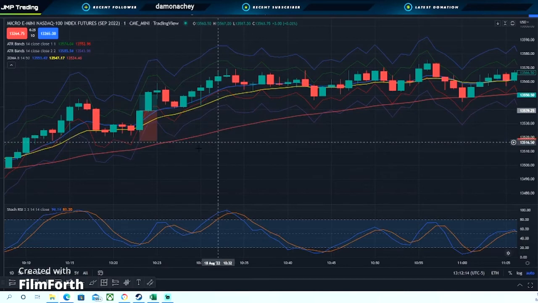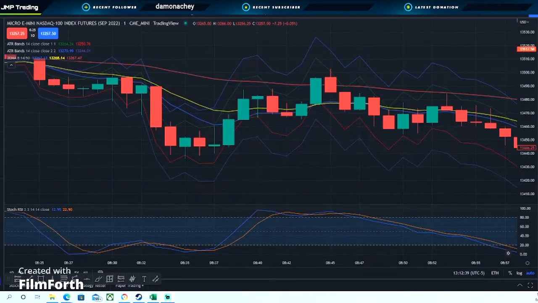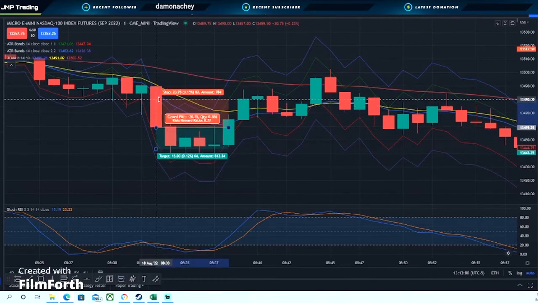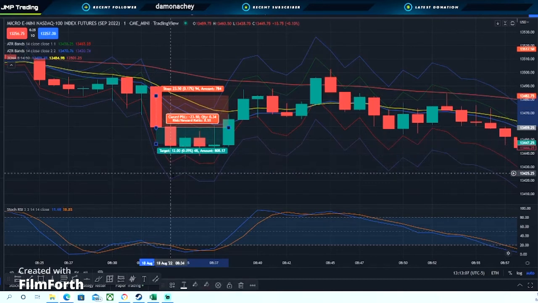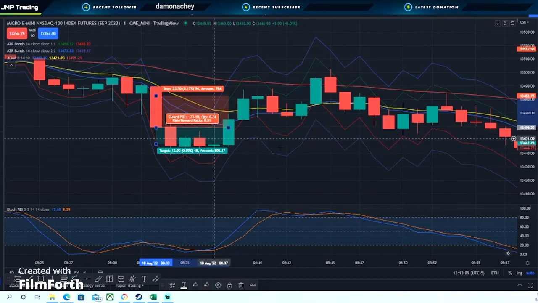Now let's go over a short. So for a short entry, we have a cross down on stochastic RSI. If we look up here, we have the 8 is below the 14 and the 14 is below the 50. So our conditions are met on this candle here. So we're going to take a short here. Set the stop loss to 2 times the ATR. Take profit to 1 times the ATR. And our profit target is hit on that one.